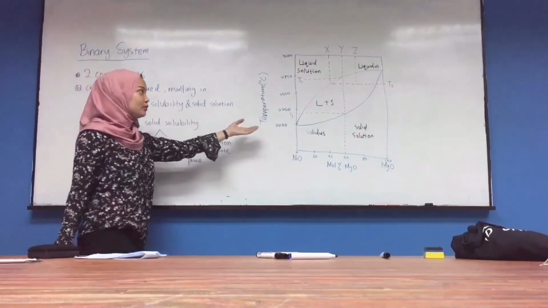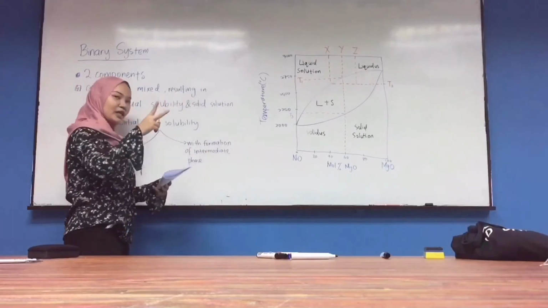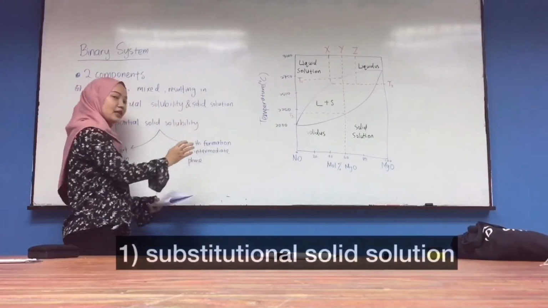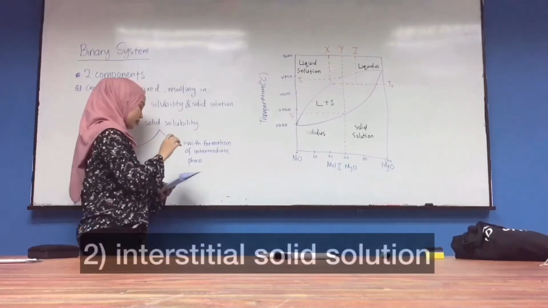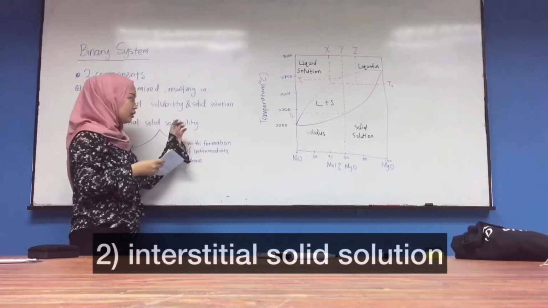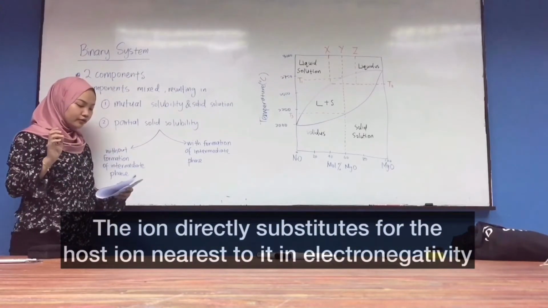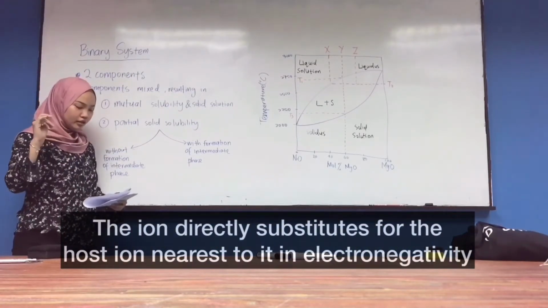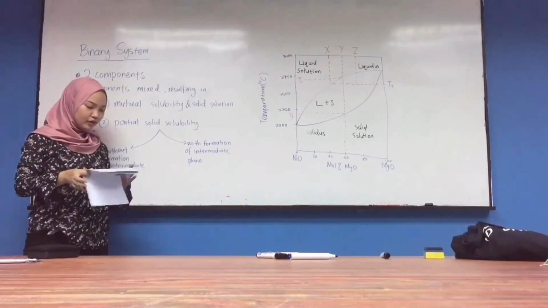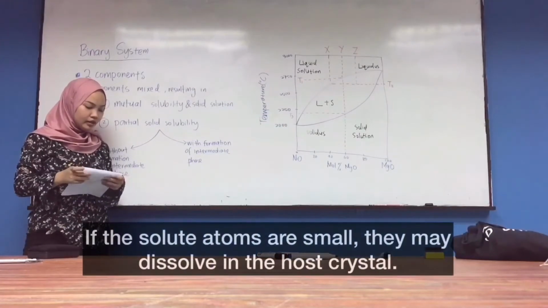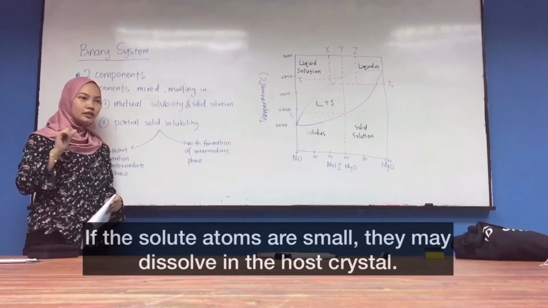Next, we move on to the graph, the phase diagram. Solid solution: there are 2 types of solid solution, substitutional and interstitial. For substitutional, the ion directly substitutes for the host ion which is nearest to it in electronegativity. For interstitial, the ions are so small that they dissolve in the host crystal.